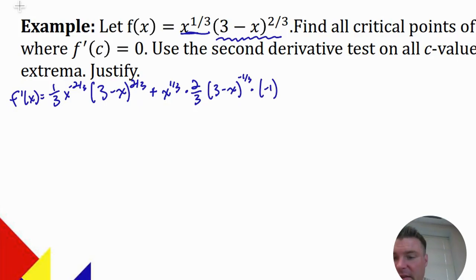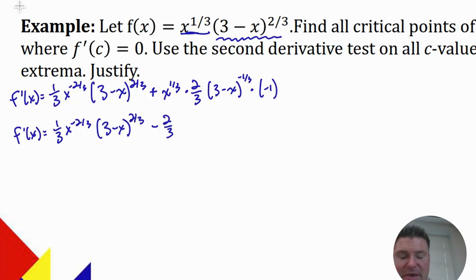I'm going to rewrite this a little bit before I take out a GCF. So I'm going to rewrite this as 1/3 x to the negative 2/3, (3 minus x) to the 2/3 minus 2/3. That minus came from that negative 1 that we had earlier. 1/3 and then (3 minus x) to the negative 1/3. Okay, so I will need to take the second derivative of this very shortly, so I do want to clean this up a lot so that that second derivative isn't as nasty as it really is going to be. It's going to be nasty one way or another, but let's just clean it up a little bit.